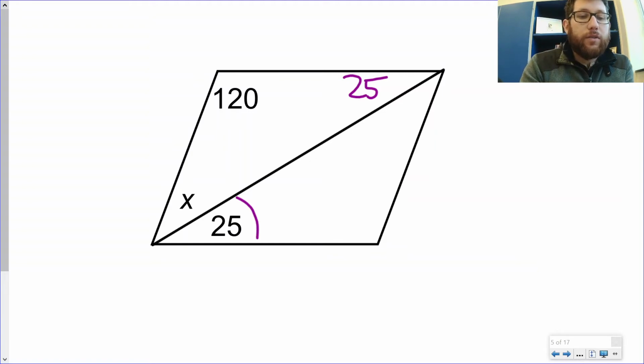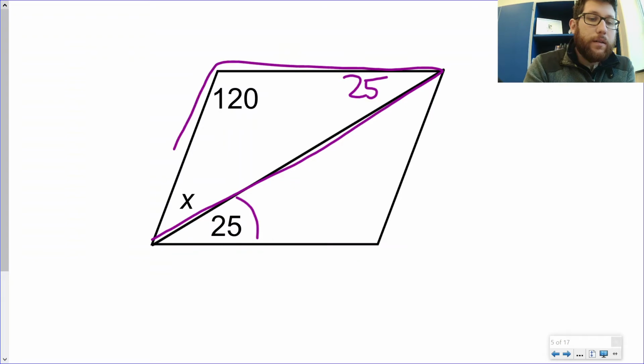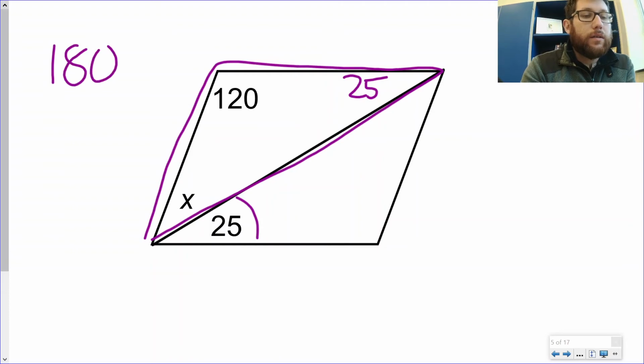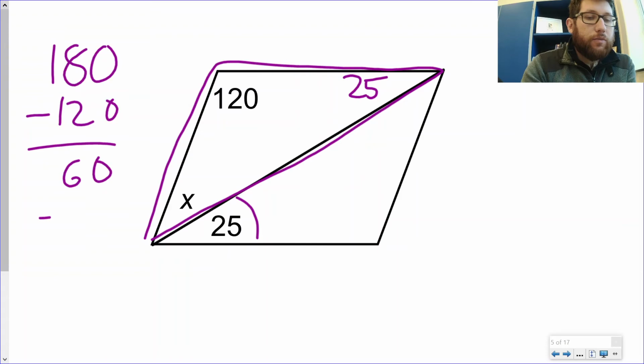So I notice that this right here, what shape is that? It's a triangle, right? And how many degrees are in a triangle? It's one of the things we should know for sure. There are 180 degrees in a triangle. So we're going to do 180 minus 120, and I get 60. I'm going to do minus 25, and what I get is 35 degrees.